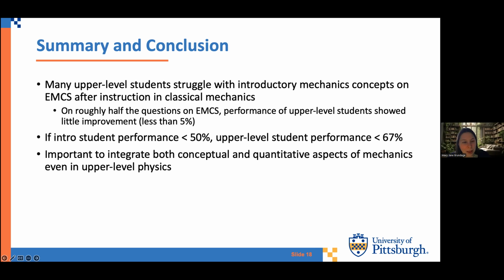We saw that if the introductory level student performance was less than 50%, the upper level student performance was also less than 67 or 2/3% correct, which is kind of interesting because it gives us that kind of foreshadowing of, oh, if I give my students a survey and I can see that they do less than 50% correct, that means if I don't do something as the instructor, they're not going to get it at the end of their next class, right? And so it gives us the opportunity to kind of see in advance what they're struggling on to see where we can help scaffold their knowledge for the future.